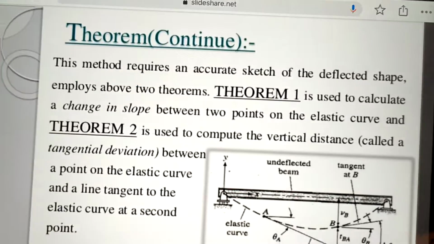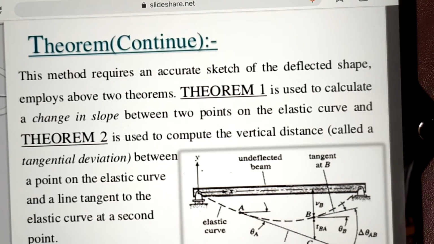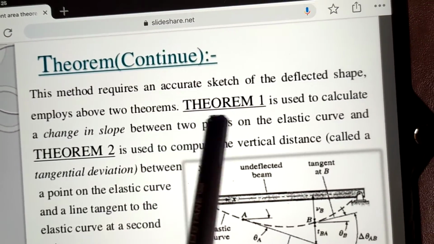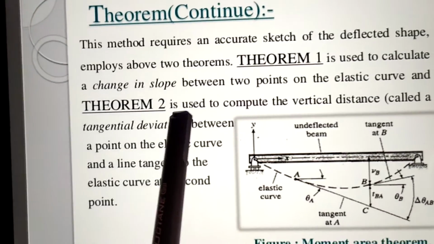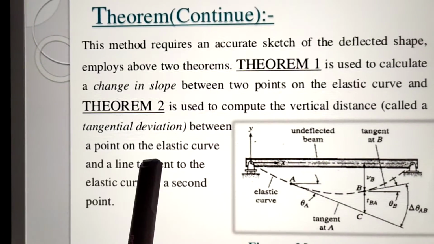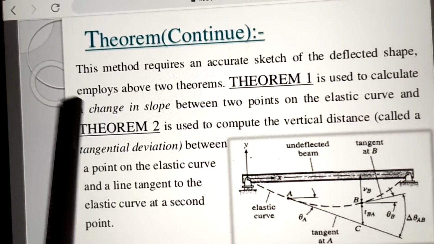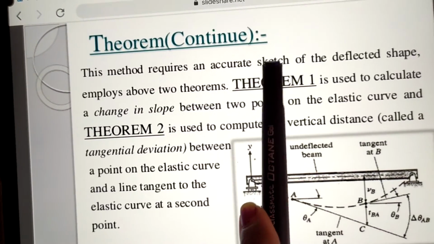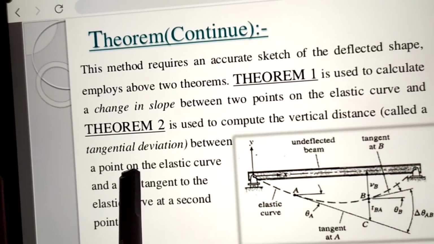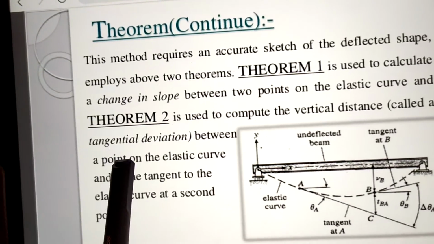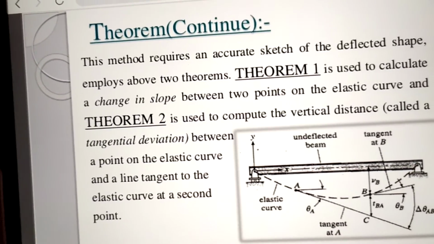Now, these methods require an accurate sketch of the deflected shape based on the above two theorems. Theorem 1 is used to calculate the change in slope between 2 points on the elastic curve, and theorem 2 is used to compute the vertical distance, called the tangential deviation, between a point on the elastic curve and a line tangent to the elastic curve at a second point. That means theorem 1 is used to calculate slope, and theorem 2 to calculate deflection. Theorem 1 finds slope using area, and theorem 2 finds deflection using the moment of the M upon EI diagram. This is the simple clarification of finding slope and deflection using the moment area theorems.